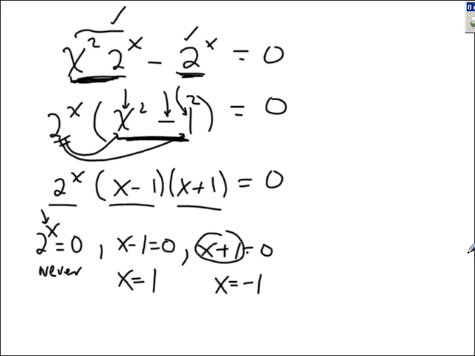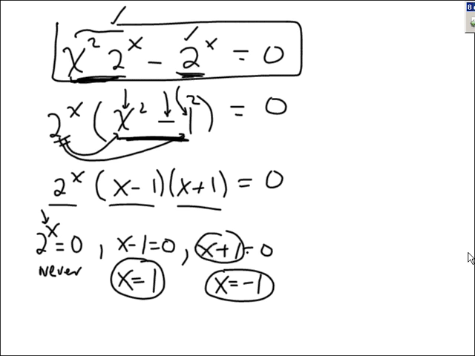Which means this problem is now done. We have the solutions. When they say solve this equation, they mean for you to say the unknown number is this or that. And the answer is it's 1 or negative 1. And we can check it.